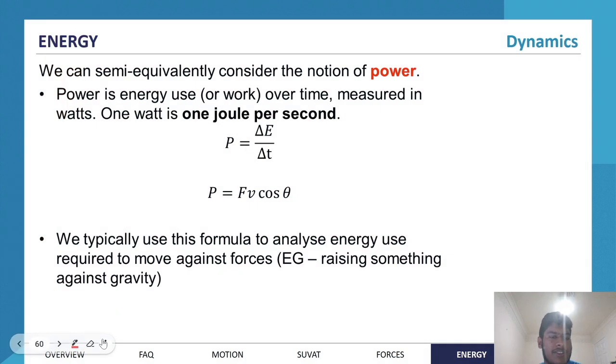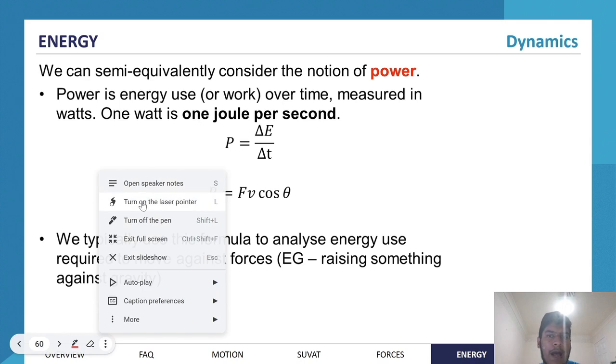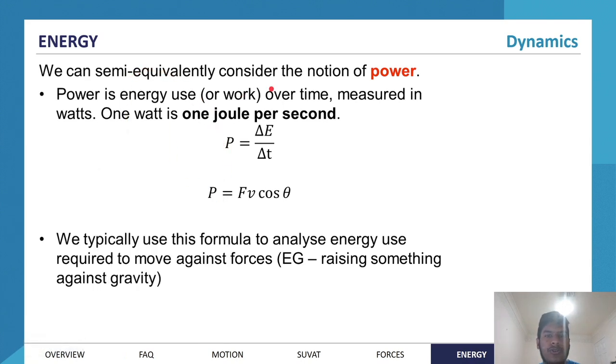Okay, so we can semi-equivalently consider the notion of power. Power is energy used or work done over time, so we would measure that in watts. Maybe you've seen appliances that say this many watts or this many kilowatts of power is required in order to run that appliance. Well, 1 watt is 1 joule per second.